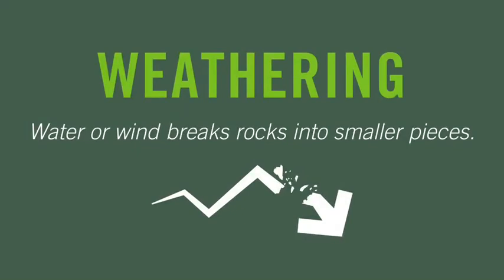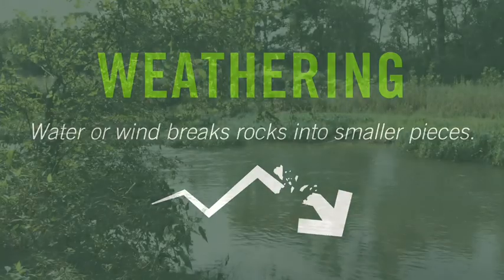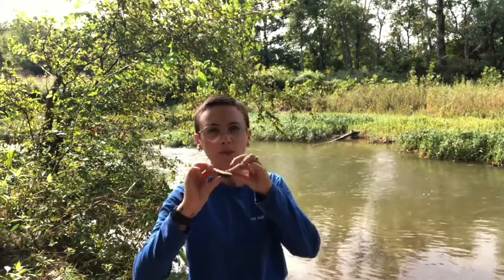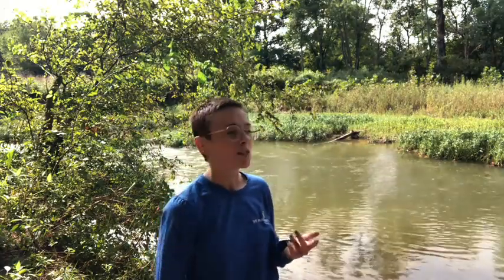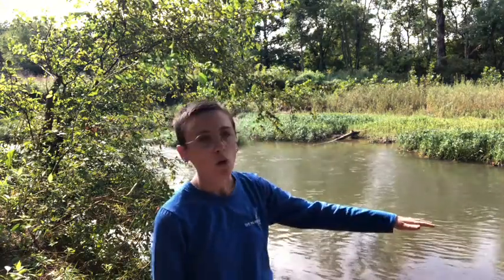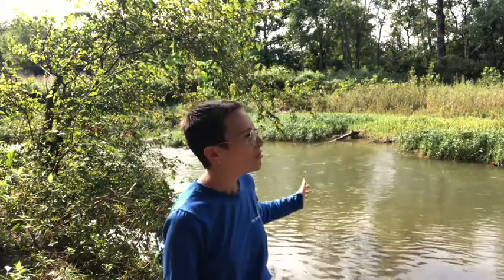One is called weathering. Weathering occurs when wind or water takes a big rock and breaks it into smaller rocks. It can also do this with dirt, sand, or even trees. The second earth process is called erosion, and that's when water or wind picks up things like sand, rocks, or dirt and moves them from one place to another place.